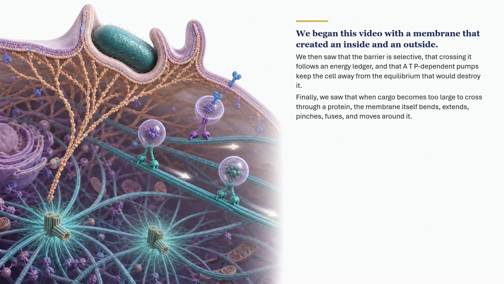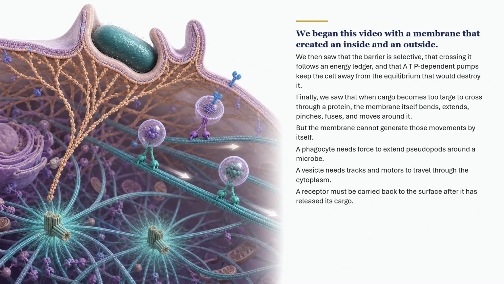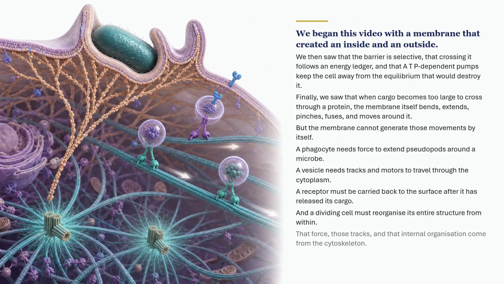But the membrane cannot generate those movements by itself. A phagocyte needs force to extend pseudopods around a microbe. A vesicle needs tracks and motors to travel through the cytoplasm. A receptor must be carried back to the surface after it has released its cargo. And a dividing cell must reorganize its entire structure from within. That force, those tracks, and that internal organization come from the cytoskeleton.